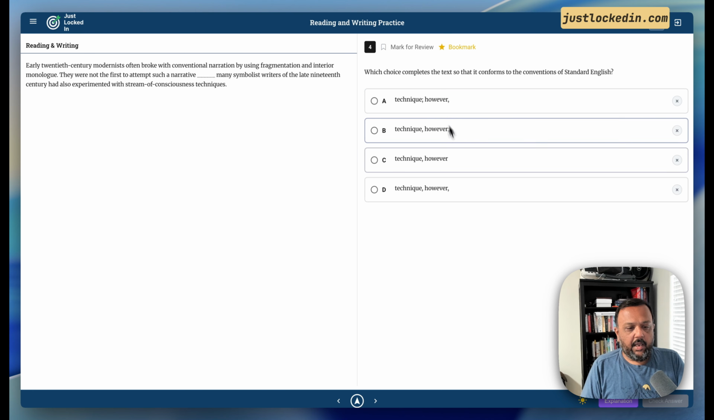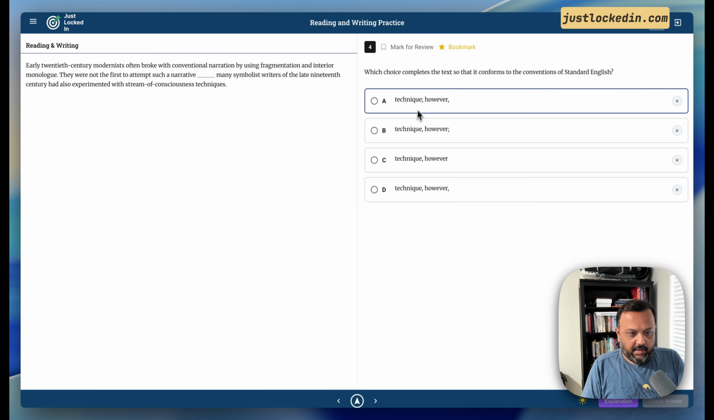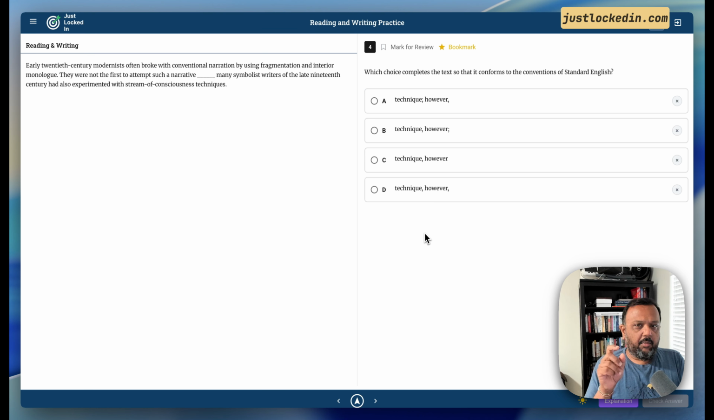Okay, so we look at the answer options. They look like independent clauses, and more importantly, this looks like it's about a conjunctive adverb. It uses "however." Remember the conjunctive adverb rule.